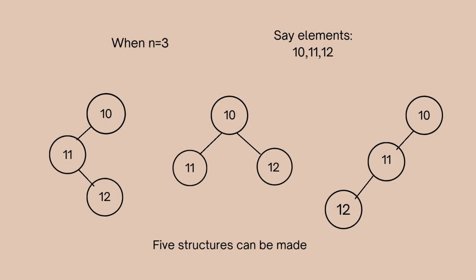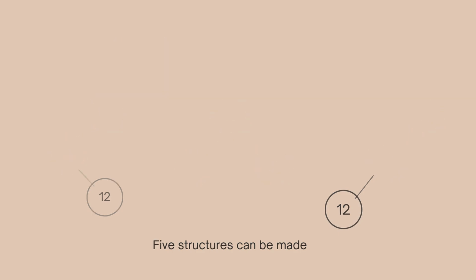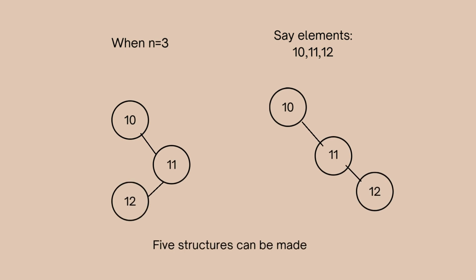The first tree has 11 as the right child of 10, and 12 as the left child of 11. In the second tree, the root node 10 has the child node 11 as the right child, and 12 as the left child. In the third tree, both 11 and 12 are the children of 10. In the fourth tree, 11 is the right child of 10, and 12 is the left child of 11. In the fifth tree, 11 and 12 are the right children of 10.